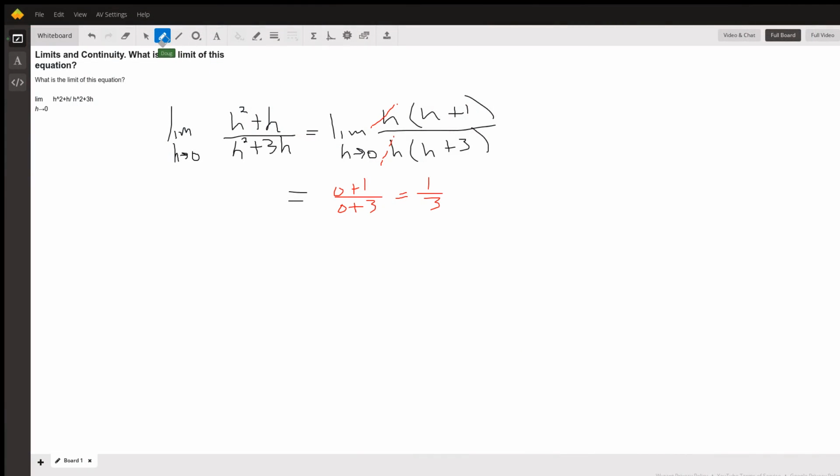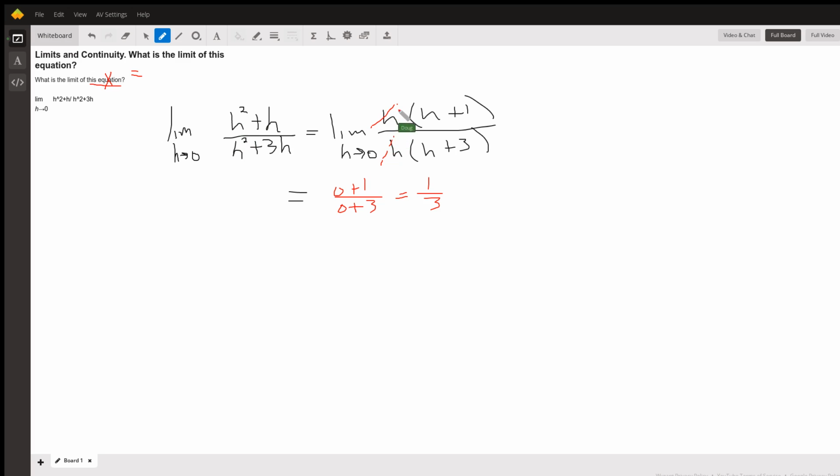Okay, to be clear or precise for this problem, this h squared plus h over h squared plus 3h is not an equation. An equation is something that has an equal sign. So we're finding the limit of this function of h, as h approaches 0. If you try direct substitution right now, you're going to get 0 over 0.